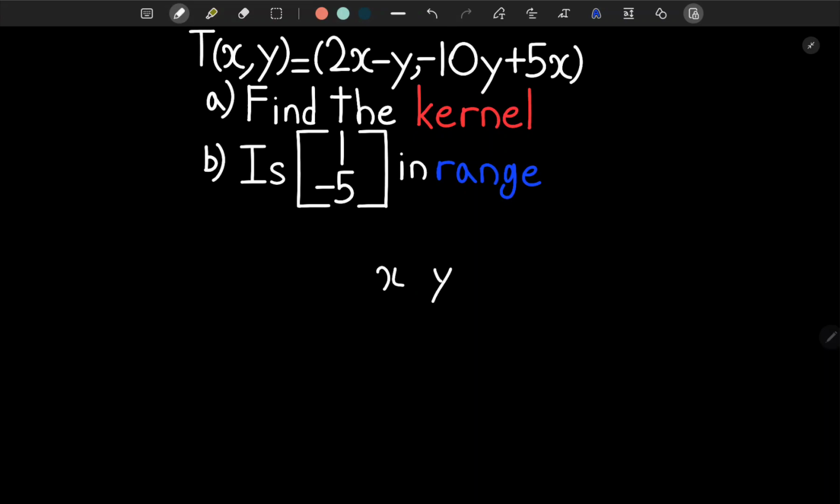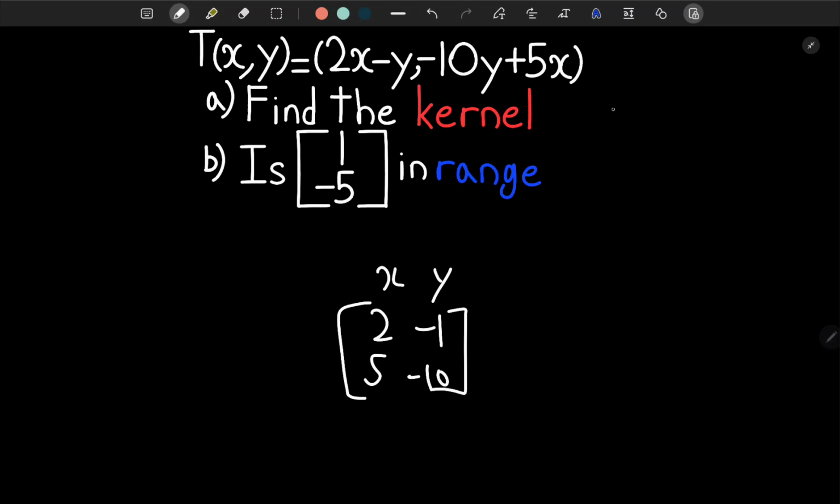And here you need to be careful, since in this question, in the second pair of x and y, we have minus 10y plus 5x. Even though they shuffled the order, you still have to write the x coefficients first, then the y. So the first pair is 2 and minus 1, since the coefficient of y here is minus 1 and the coefficient of x is 2. And then we have 5 first, don't get confused, and then minus 10. So we have the standard matrix now.